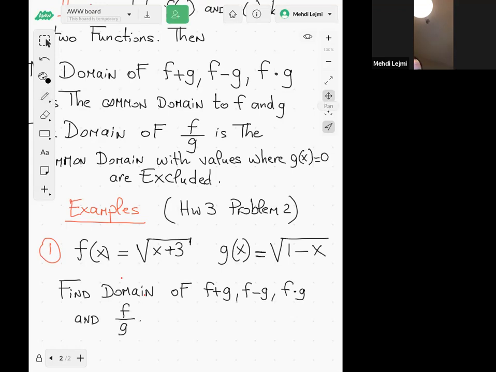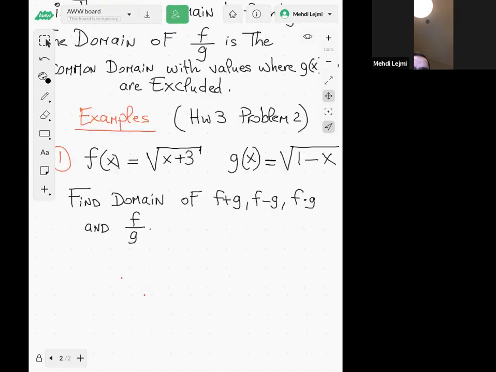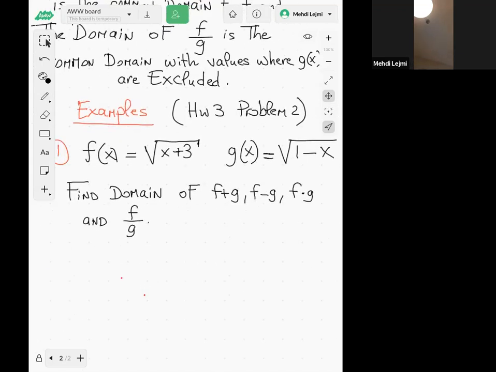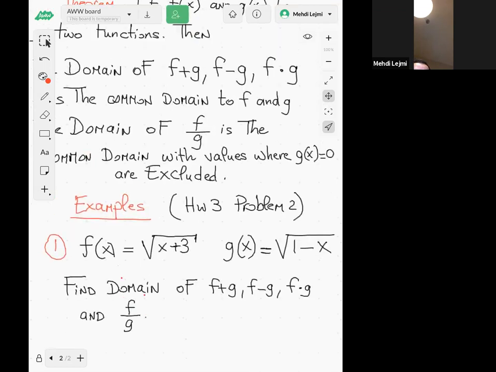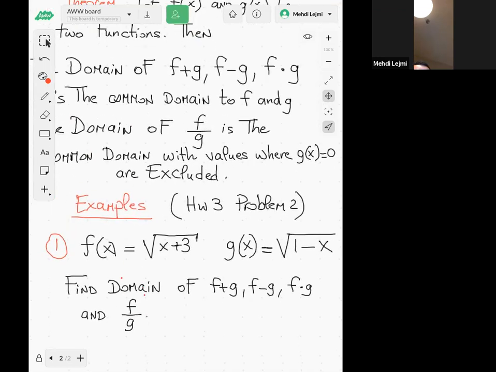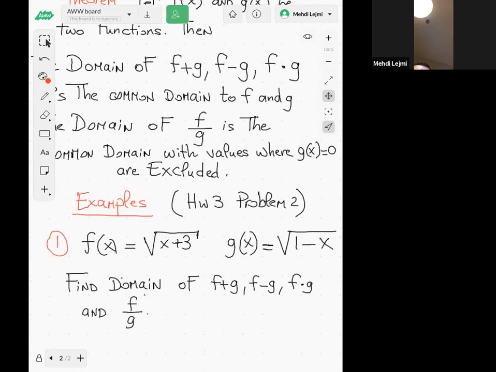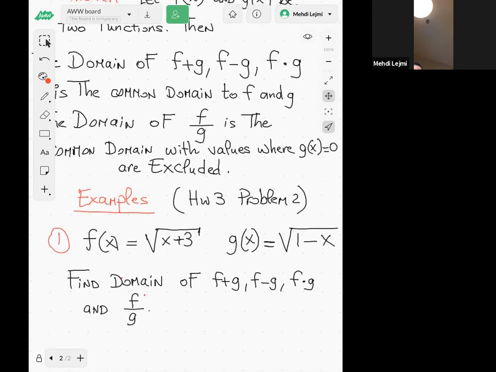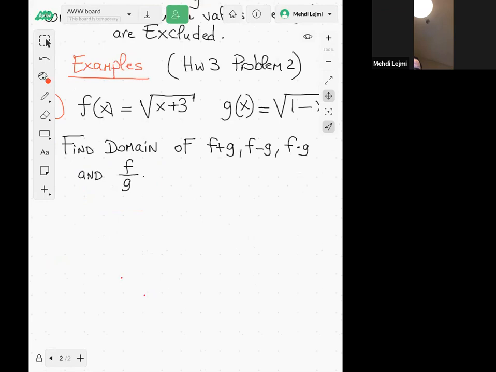Well, first step, you don't have to compute anything. You don't have to compute f plus g or f minus g, or f times g or f over g. You don't really care about the sum or the subtraction, etc. So first step, you have to find the common domain, because that's what the theorem says. The theorem says that the domain of these operations is basically the common domain.